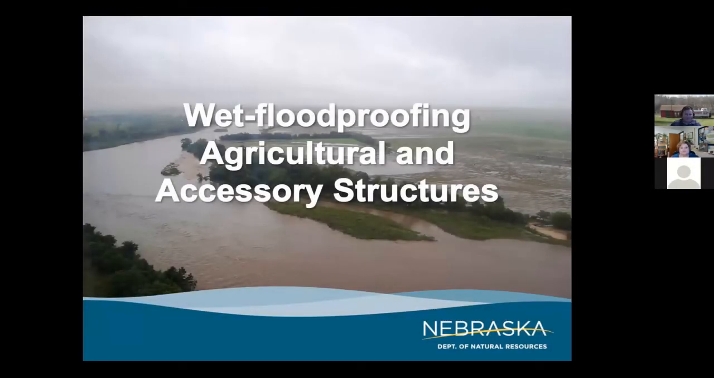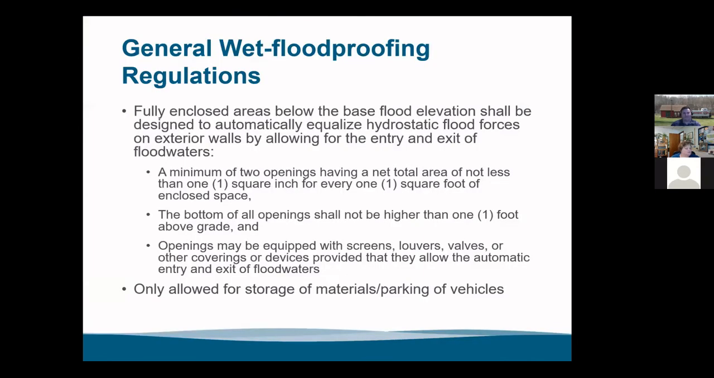So we'll talk next about wet flood proofing requirements for agricultural and accessory structures. We talked a lot about wet flood proofing. Now we'll actually talk about what that means and what that looks like. So essentially what you have is a fully enclosed area below the base flood elevation that is designed to automatically equalize those flood forces by allowing the entry and exit of flood waters. So you have to have a minimum of 2 openings where the net total area is no less than 1 square inch for every square foot of enclosed space.